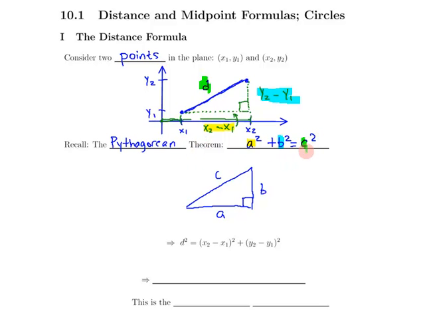If I plug them in, c squared is d squared, a squared is x2 minus x1 squared, and b squared is y2 minus y1 squared. That right there comes straight from the Pythagorean theorem.